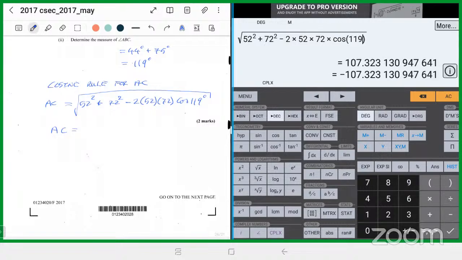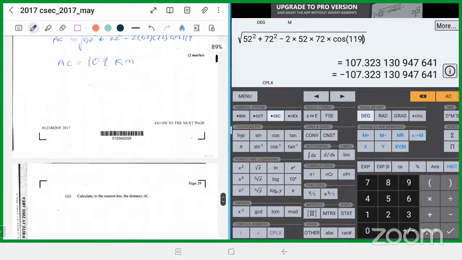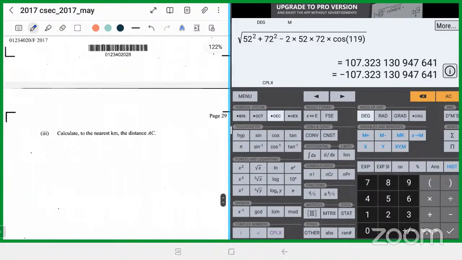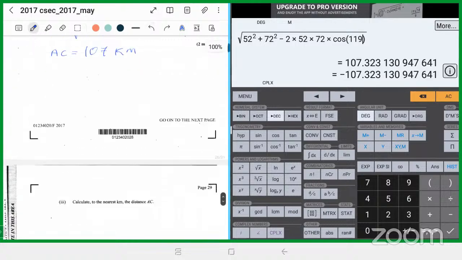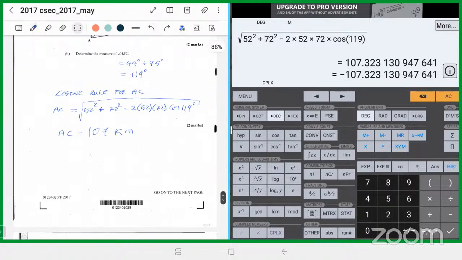The only thing you need to do is make sure the calculator is in degrees and make sure you enter the values correctly. Get one answer, 107. 107 kilometers. And they always say to the nearest kilometer, see there? So that is the solution for that part. I'm going to move it down here.